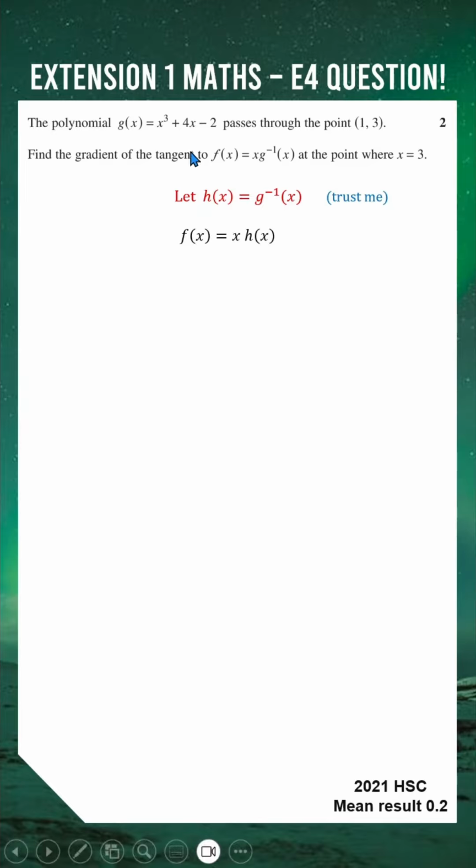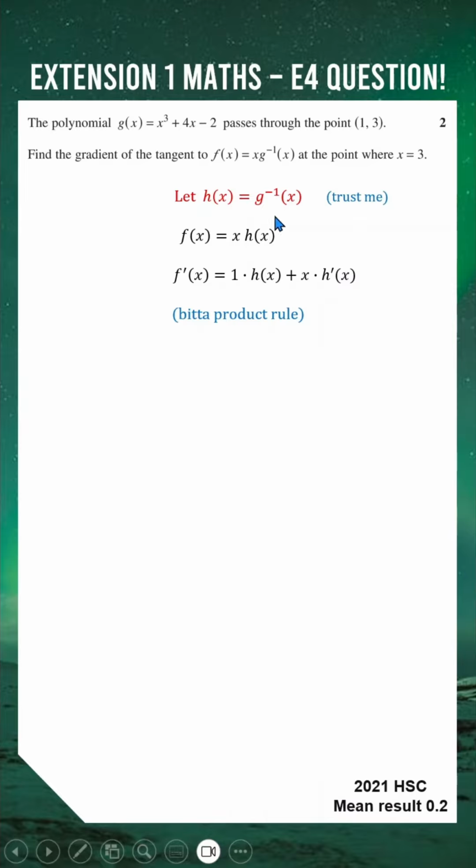So now our function has become x times h of x, where h of x is the inverse of g. Now, to find the gradient of the tangent at this function, we need to differentiate the function, and we have a product here, so we're going to need to use the product rule to differentiate. Okay, so let's differentiate the x first and make that a 1, and let's leave the h of x alone. Now let's add to that the opposite. Let's keep the x alone, and let's differentiate the inverse to be h dash x.